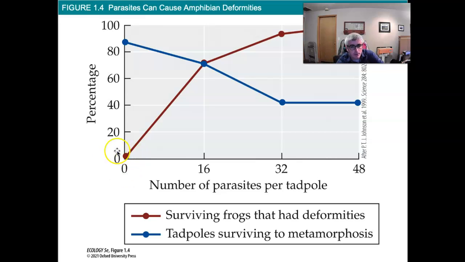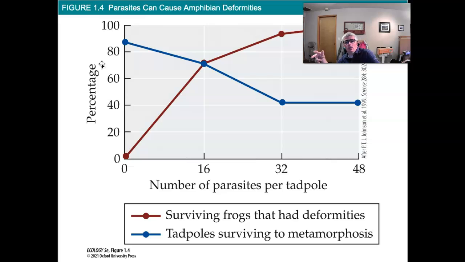So if we start here with the control, 0 parasites per tadpole. So this is our jar that has a tadpole in it and no parasites. The red line is surviving frogs that had deformities. So looking here, 0% of the frogs had deformities. So in the absence of Ribaria, frogs do not have deformities. In the absence of Ribaria, survival was about 90%, 87% or so.